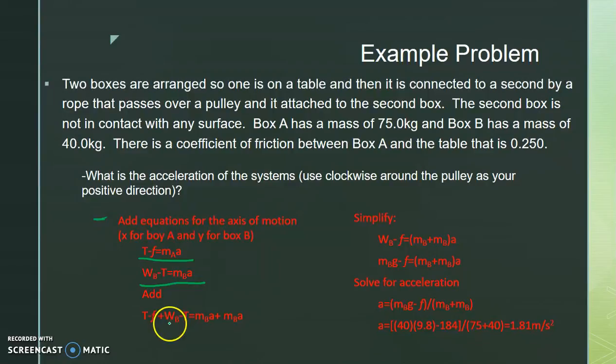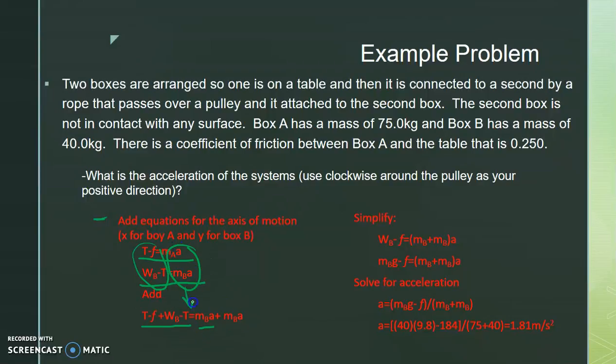So if we add those formulas together, we're going to get the tension minus friction plus the weight of box B minus the tension equals the mass of box A times acceleration plus the mass of box B times acceleration, because we're adding this side of the equations and then adding this side of the equation.